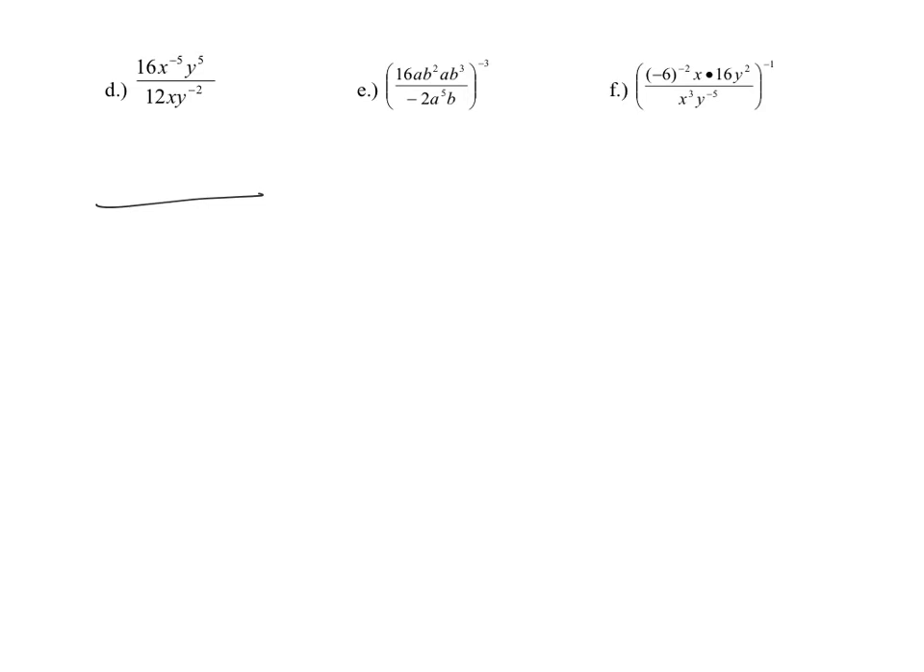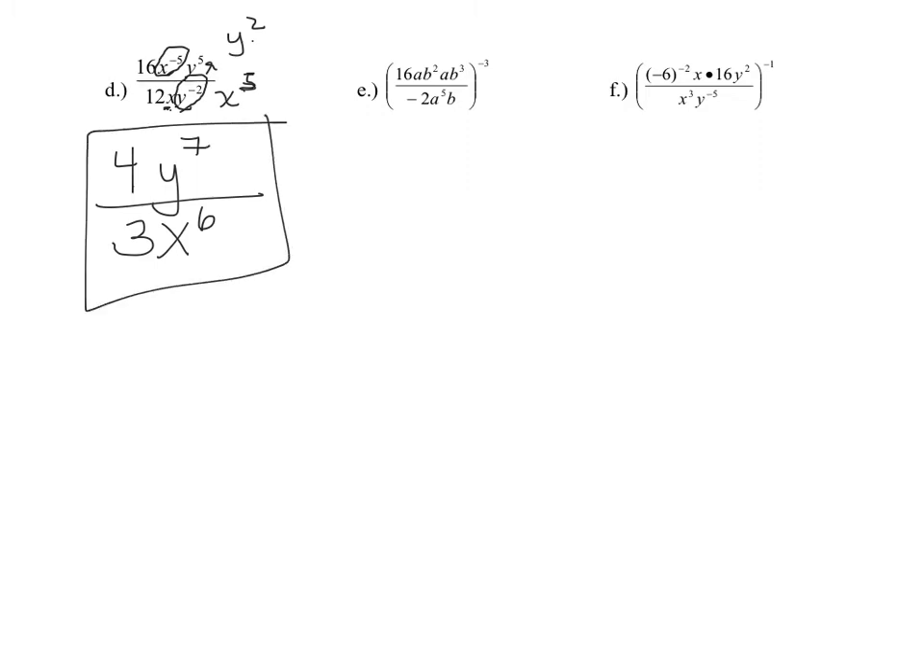Well, 16 over 12 is divisible by 4. 16 divided by 4 is 4. 12 divided by 4 is 3. So now when I go to move this guy right here, that's going to become positive x to the 5th on the bottom. Notice I've got an x down here already. That's not going to move, so I'm going to put those together. X to the 5th and x is x to the 6th. And then here, this guy is going to go upstairs and become positive. So upstairs I'm going to have a y to the 2nd, and then the y to the 5th and the y to the 2nd can go with each other to give us y to the 7th. Done. All right, the next one.